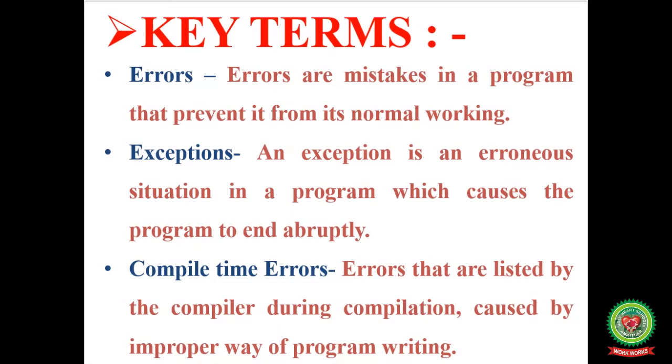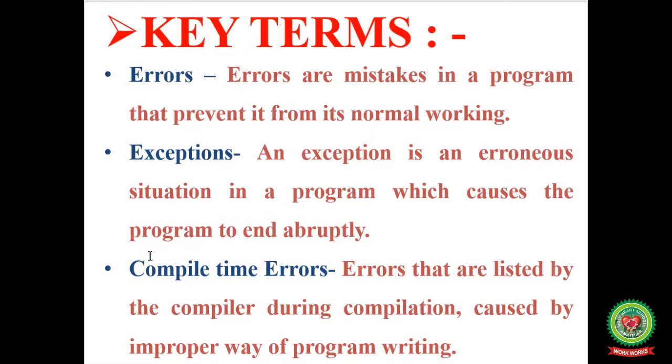First key term is errors. Errors are problems in a program that prevent it from its normal working. Number 2, exceptions. An exception is an erroneous situation in a program which causes the program to end abruptly. We will discuss various types of exceptions in this chapter.